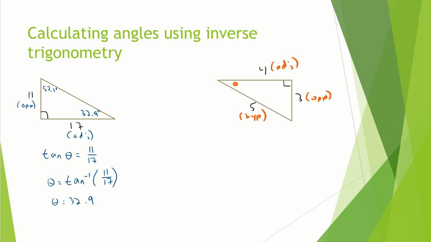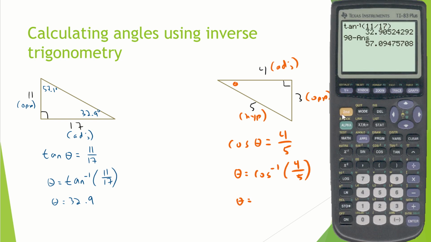I already used tangent, so I'm just going to use cosine here. The cosine of the angle is equal to the cosine ratio, which is the adjacent over the hypotenuse. So that's 4 over 5. There's your setup. Just like we did the inverse tangent, we're going to do the inverse cosine. So this would be cosine to the -1 of 4/5. We type that into the calculator and we will figure out what theta is.